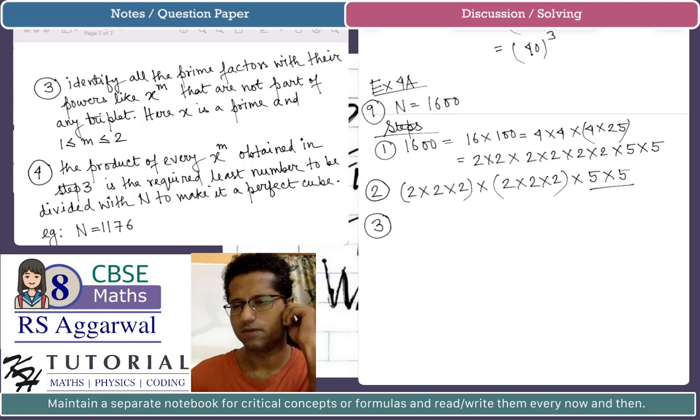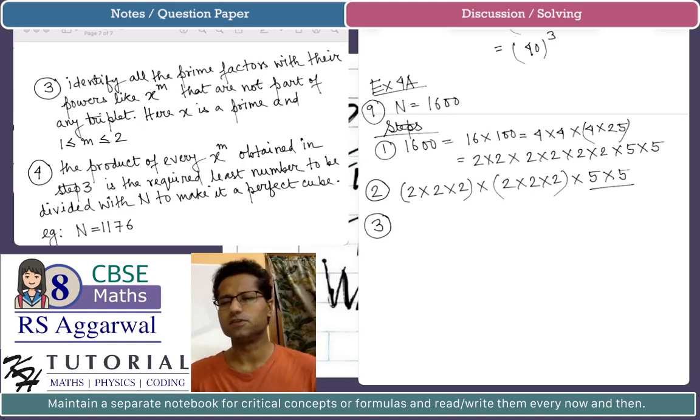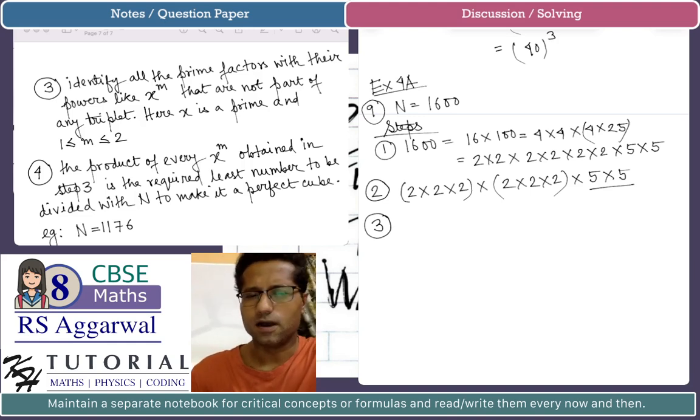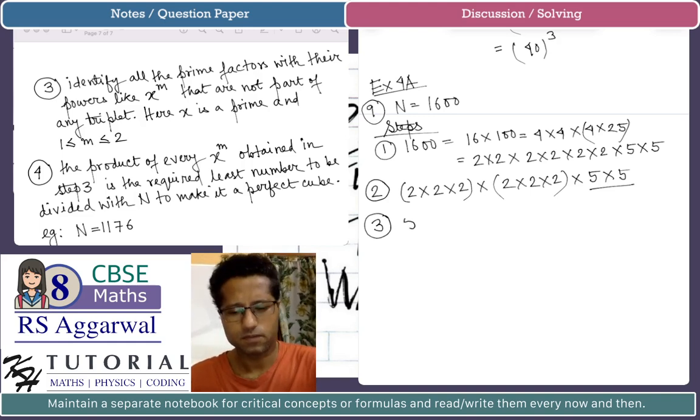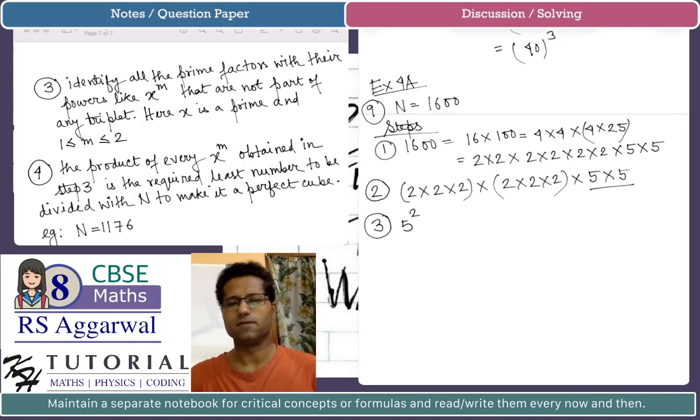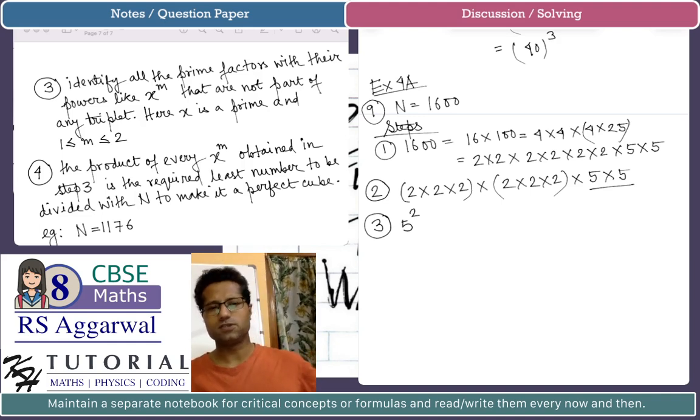That is the prime factors 5 and 5, that is 5 occurring twice, is not part of any triplet. And since I have to identify all those prime factors with their powers, that is like x to the power m. So 5 into 5 is 5 square. And for this problem, there is only one such x to the power m, which is 5 square.